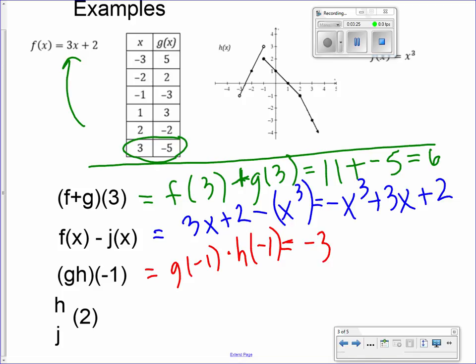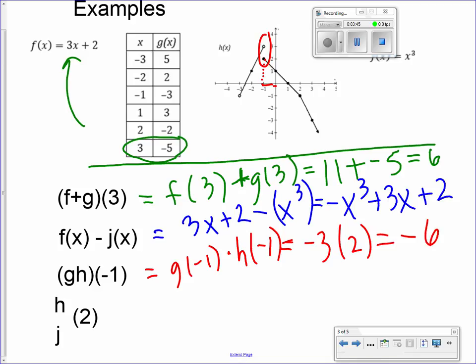And h of negative 1, and be very careful here. The input is negative 1, so you go up to negative 1 on the x-axis, and then you go up. And it looks like there's 2 points there. We need the one that is filled in. So the output at negative 1 is 2. So h of negative 1 is 2.